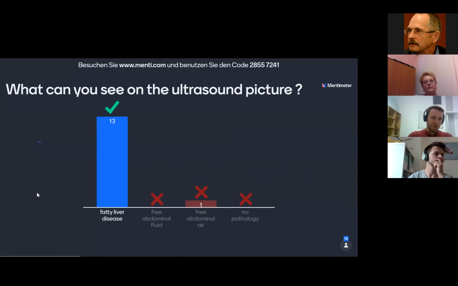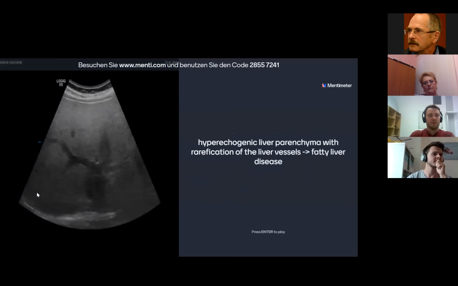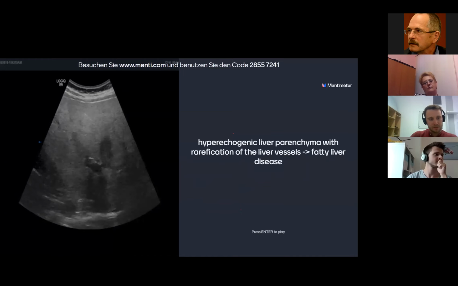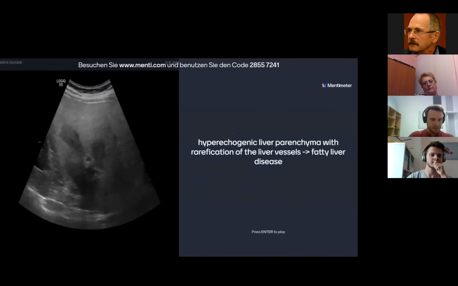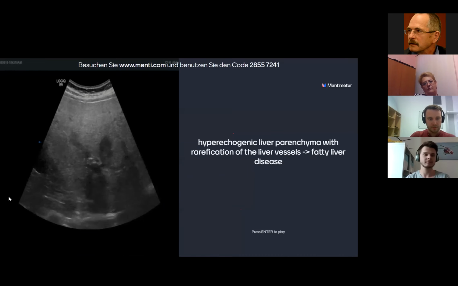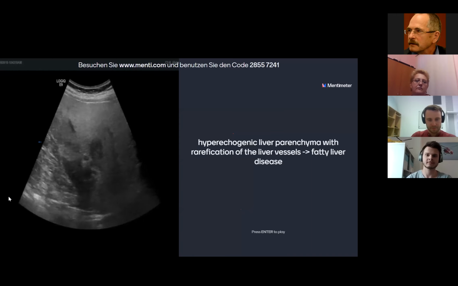We heard about the pathology of the fatty liver disease in the presentation, and for the people who don't participate, you can see the difference in the echogenicity. The kidney is much darker, less echogenic than the liver. That's the first sign of a fatty liver, if you do a first-time scan.